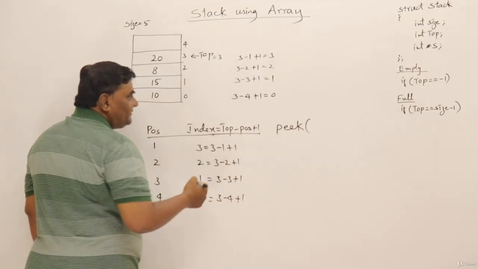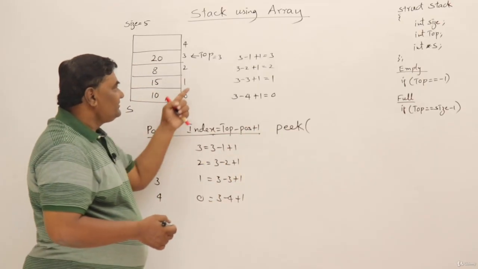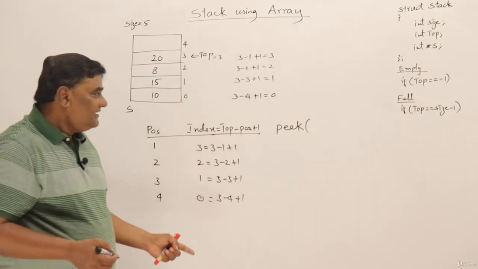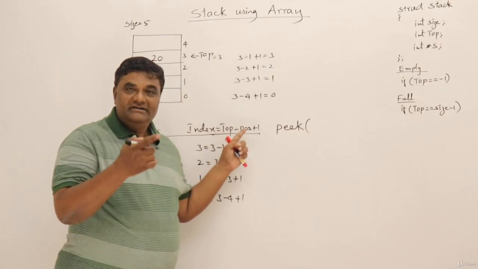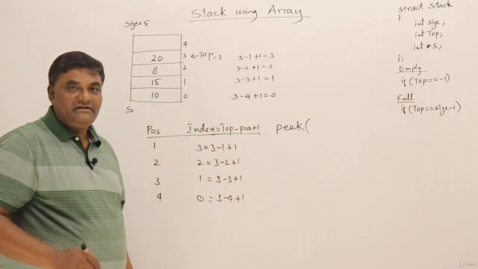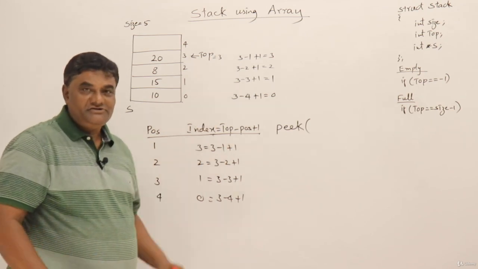So this is how I have obtained the formula from observation. By observing these positions and the top pointer, I have obtained the formula. So using this formula, we can convert the position into an index in an array. Let us use this formula and write a peek function.